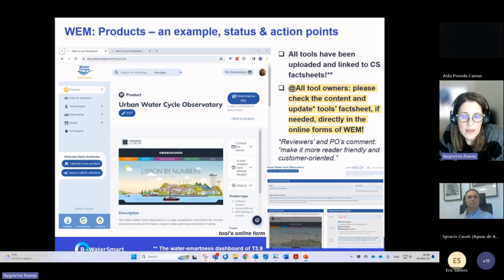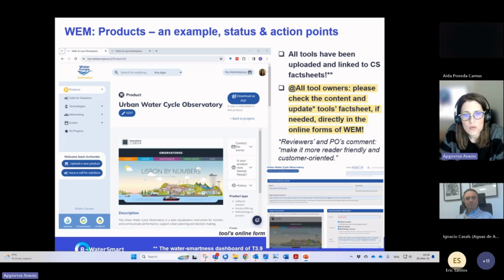If they do, and we would like to kindly ask them to do this, they should also keep in mind that we received a comment from the reviewers in the PO during the review meeting, and they have requested to make it more reader-friendly and customer-oriented. So please, all tool owners, have a look again at the fact sheets that are already online and try to update the content.